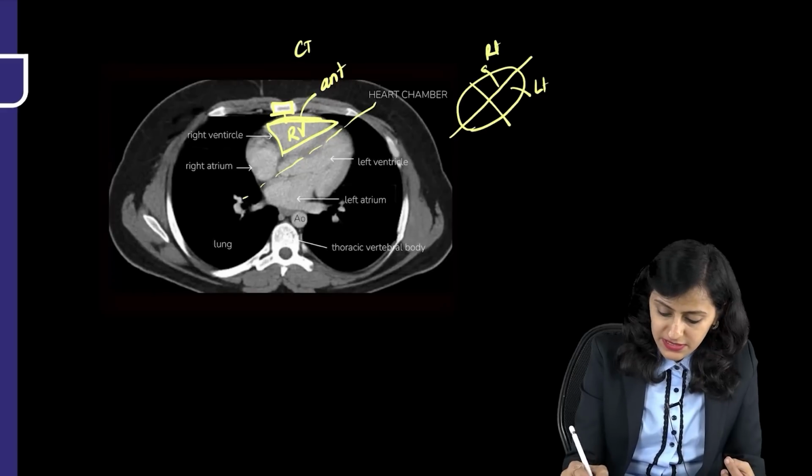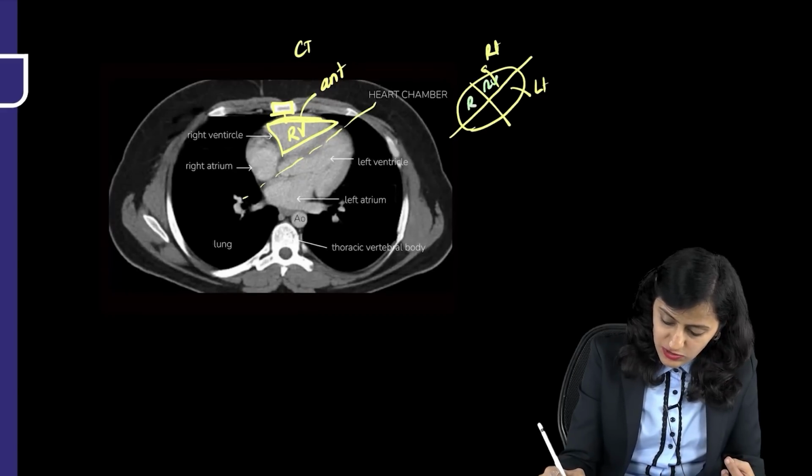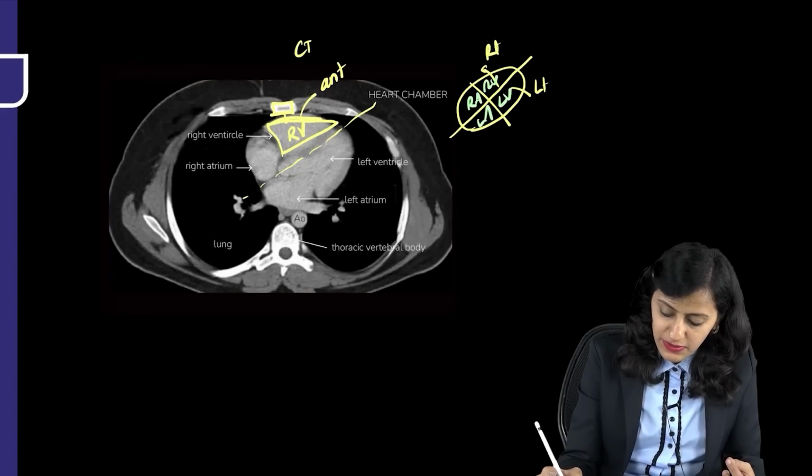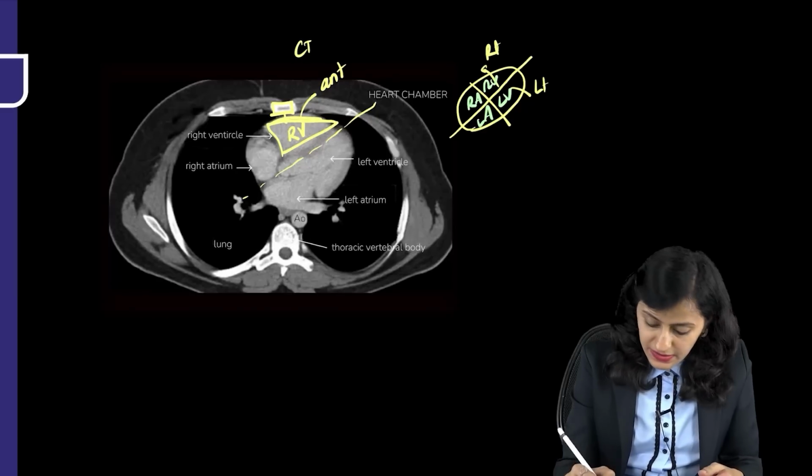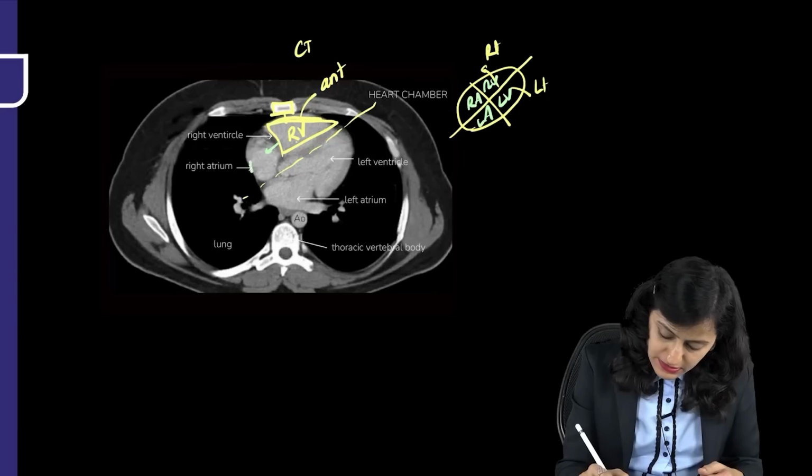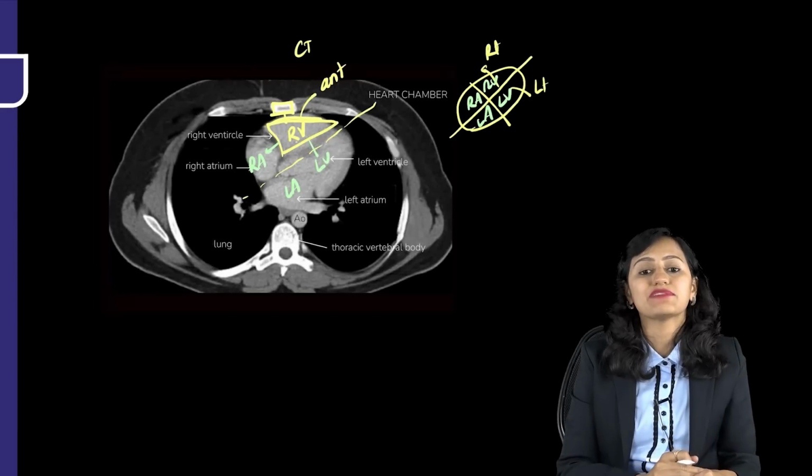So these chambers here, this is the right ventricle. This is the right atrium. This is the left ventricle. This is the left atrium, right? So next to the right ventricle, this is going to be the right atrium. This is going to be the left ventricle. This is going to be the left atrium.